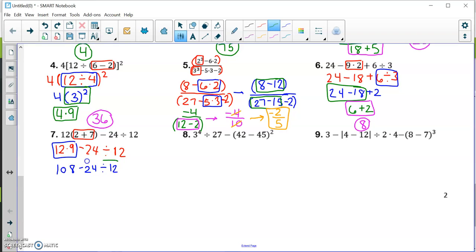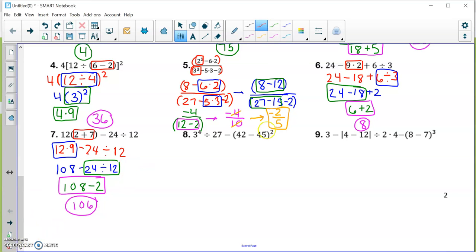I'm now going to do the 24 divided by 12 to get a 108 minus a 2. And then lastly, I do the 108 minus a 2 to get a 106.